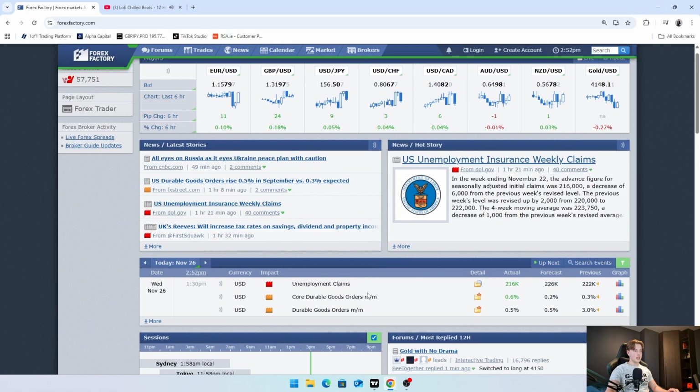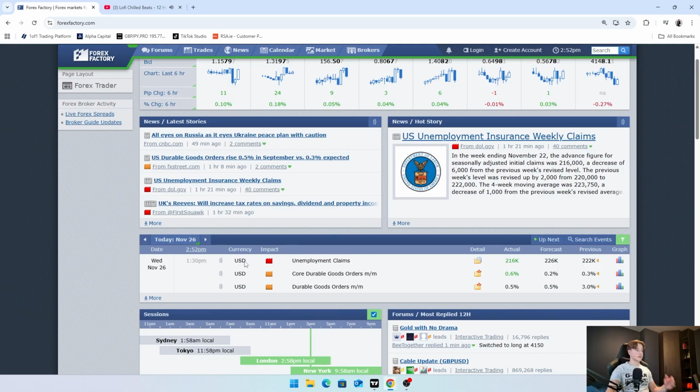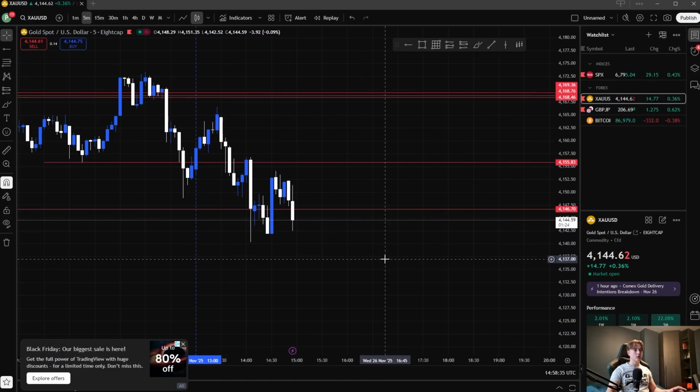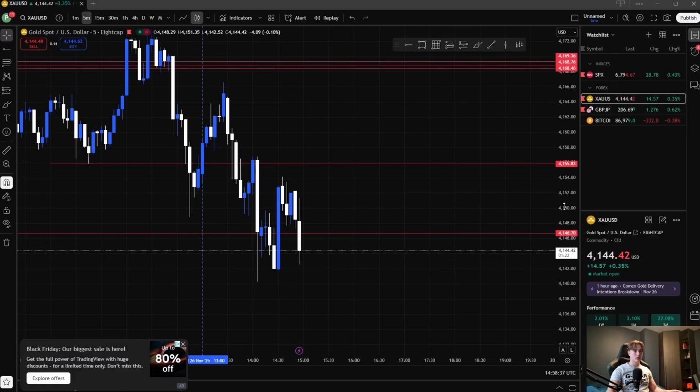So, what do we see here? The news, we already passed that. It was 1:30, now it's 2:58. So let's get into TradingView. That's what you want to look for now.